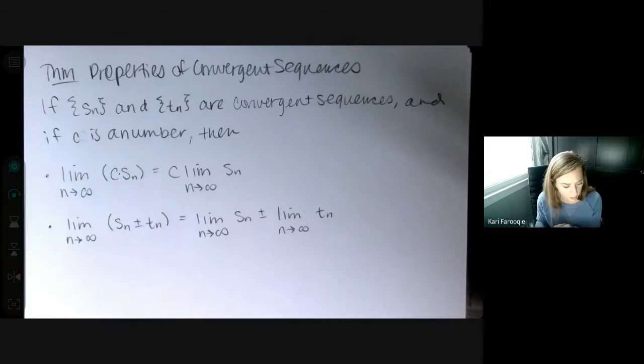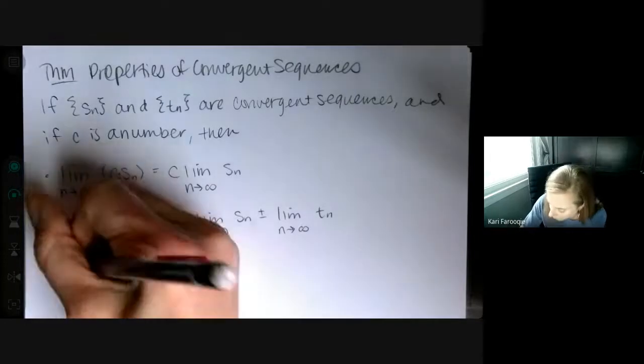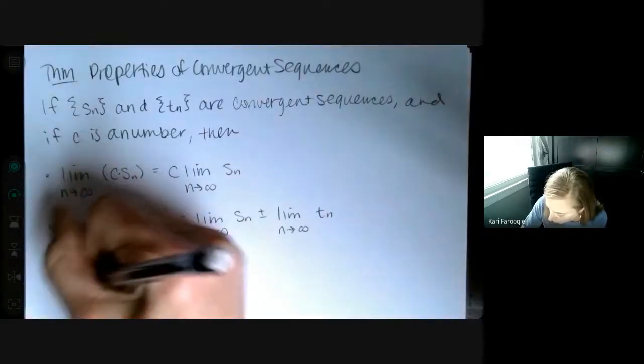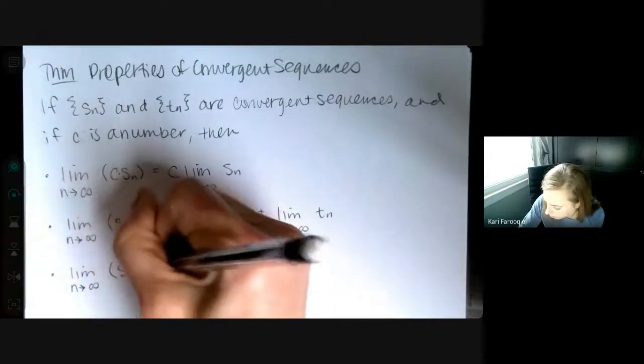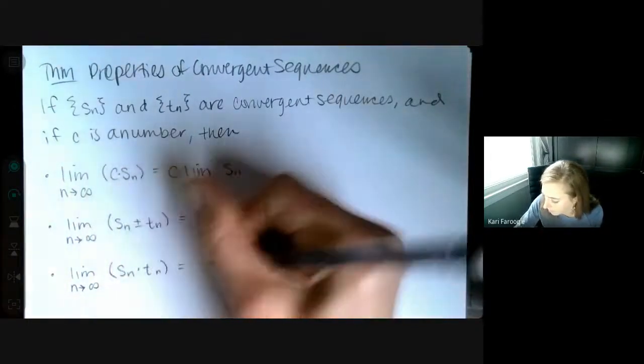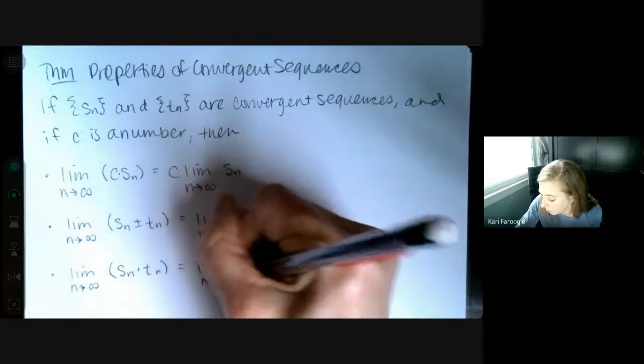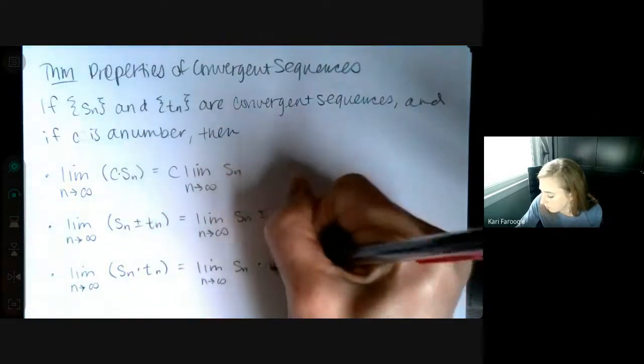There's one we don't use a ton, and it's the product property, but I just want to make sure we understand that it's available to us. So this is if you're taking the limit of a product of two sequences. That just means that you can just take the product of the limits.